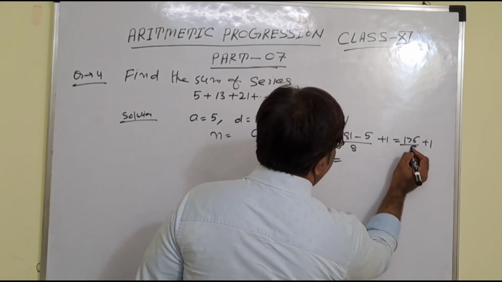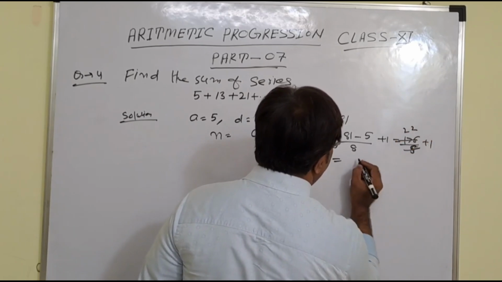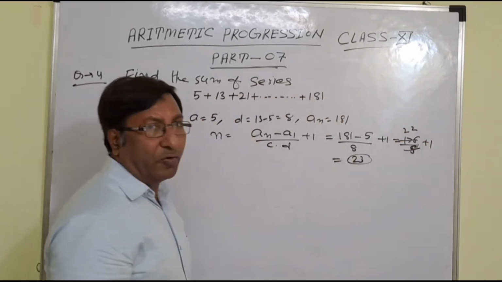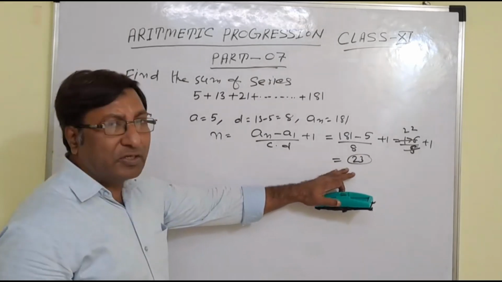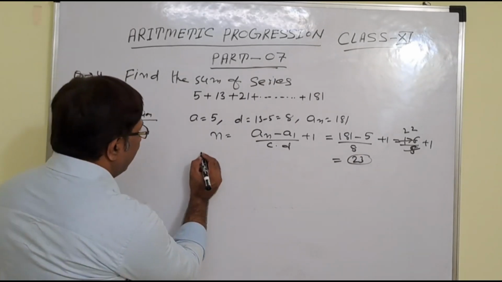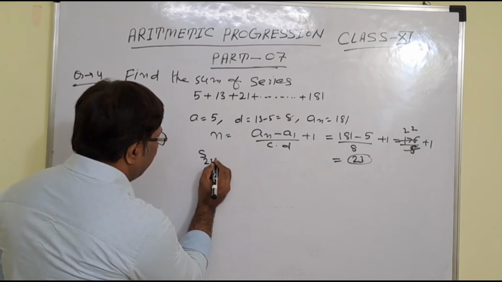So this is 8 to just 16 and this. So 22 plus 1 is what? 23. So the number of terms is 23. Now we can find the sum of 23 terms easily.